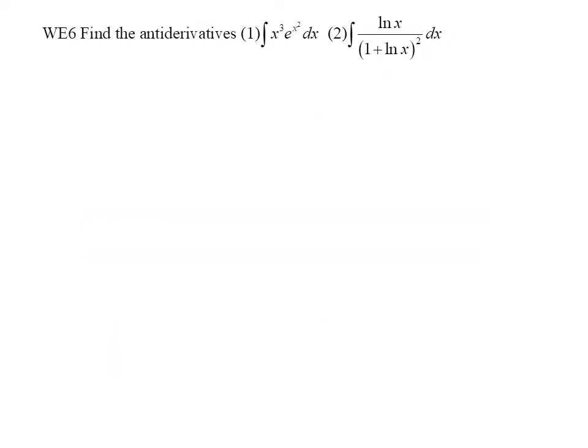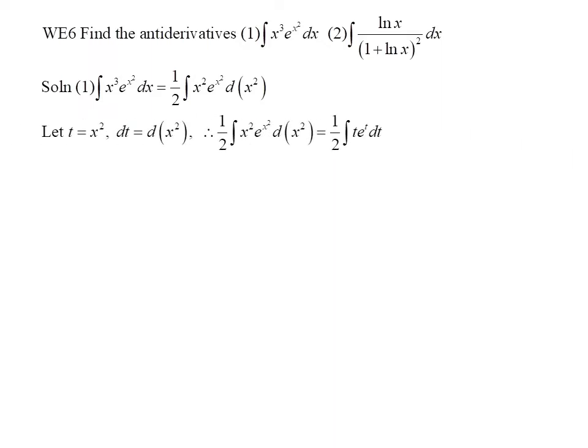Example 6 is to find two antiderivatives. As for the first one, the antiderivative is written as 1/2 of the integral of x^2 e^(x^2) with respect to x^2. Now we let t equal x^2, which gives dt equals d(x^2). Hence 1/2 of the integral of x^2 e^(x^2) d(x^2) can be written as 1/2 of the integral of t e^t dt.